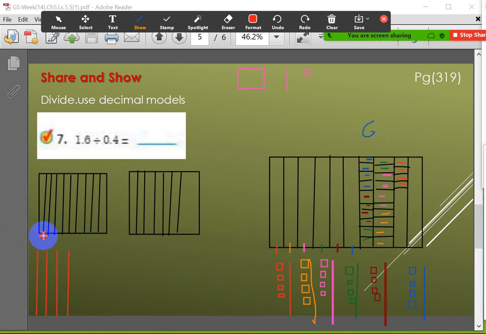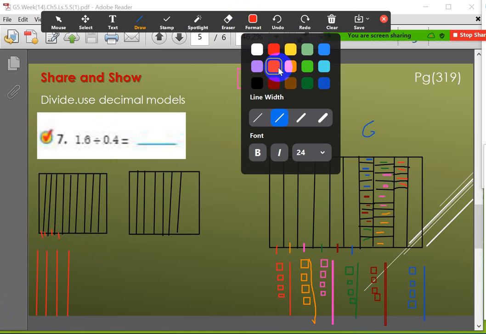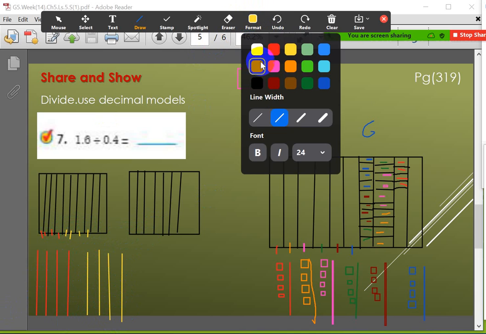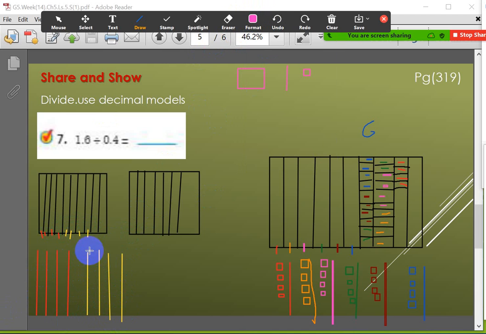So 1, 2, 3, 4. This is the first group. The second one in yellow, 1, 2, 3, and 4. So I have here the second group. Now in pink color, I have another.